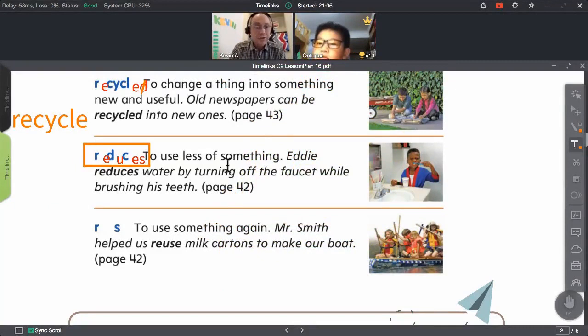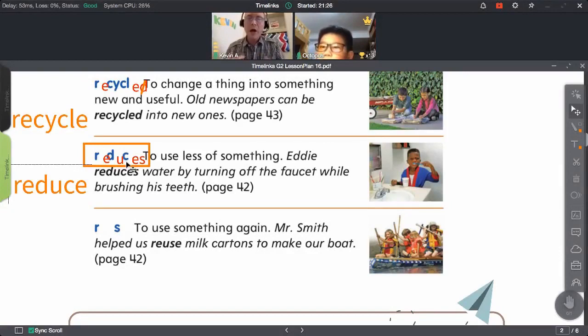Again, in this case, you could just write reduce. When you use reduces, it's like what Eddie's doing. Eddie reduces his water use. It's not in the past. This one's in the present, but conjugated for another person. I reduce, you reduce, but Eddie reduces. You have to add the S when you conjugate with the third person.